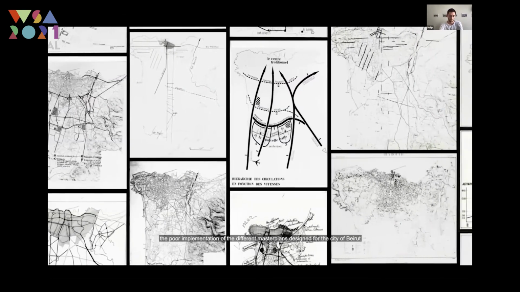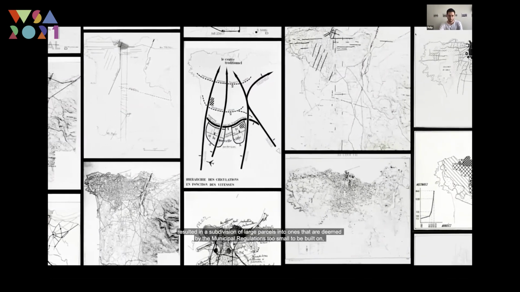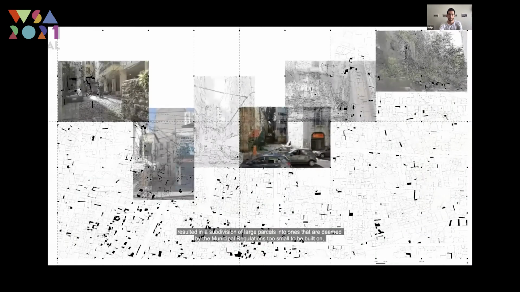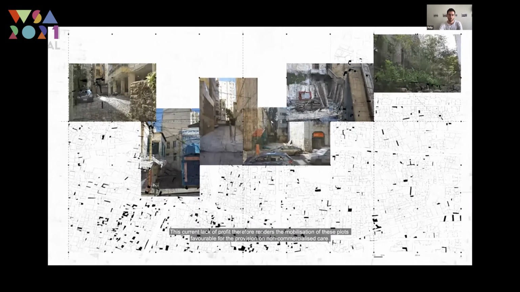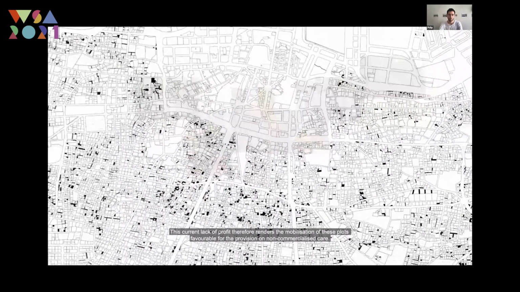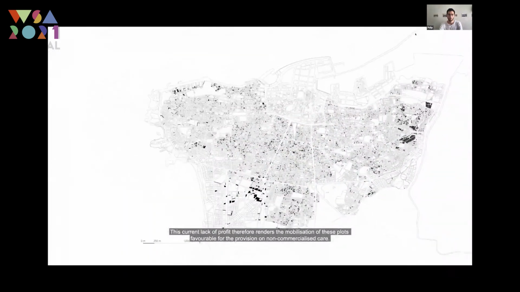Indeed, due to extensive lobbying from private landowners to retain their privileges, the poor implementation of the different master plans designed for the city of Beirut resulted in a subdivision of large parcels into ones that are deemed by the municipal regulations too small to be built on, leaving small landowners with lands that are non-profitable. And this current lack of profit therefore renders the mobilization of these plots favorable for the provision of non-commercialized care.